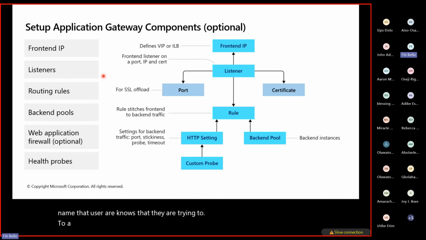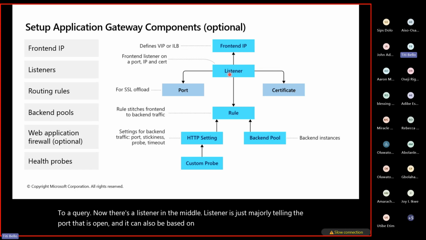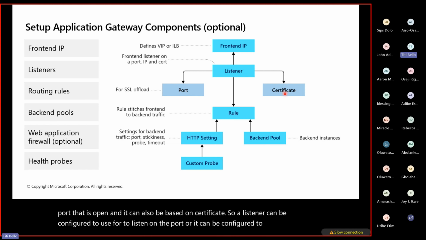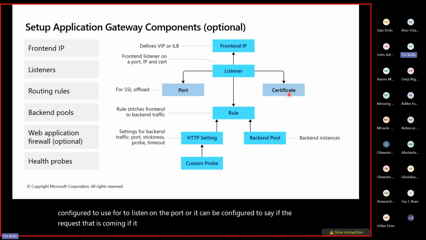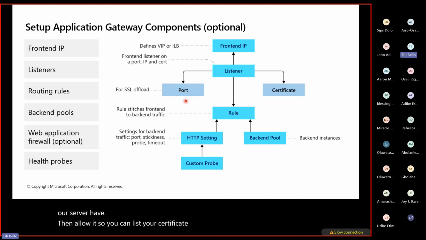Now there's a listener in the middle. Listener is just majorly telling the port that is open, and it can also be based on certificate. So a listener can be configured to listen on the port, or it can be configured to say, if the request that is coming is carrying traffic, or if the computer that is sending that request has a certificate that matches the domain name that our server has, then allow it. So you can listen on certificate, you can listen on port.